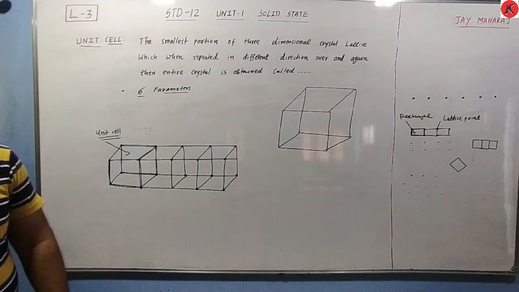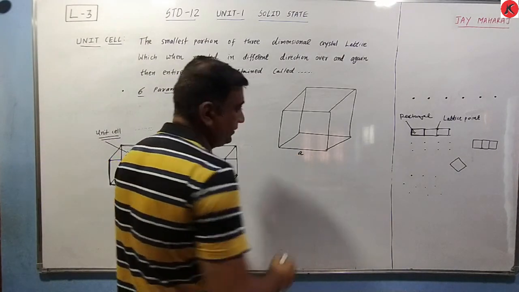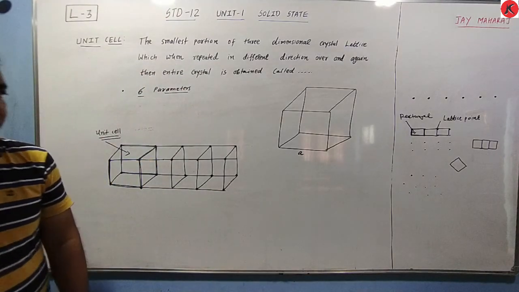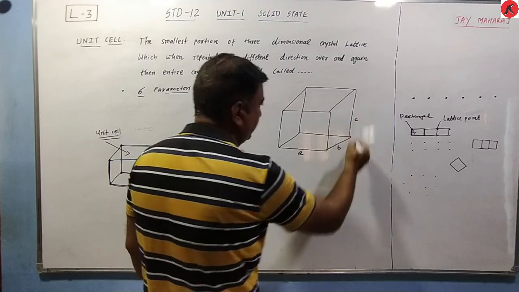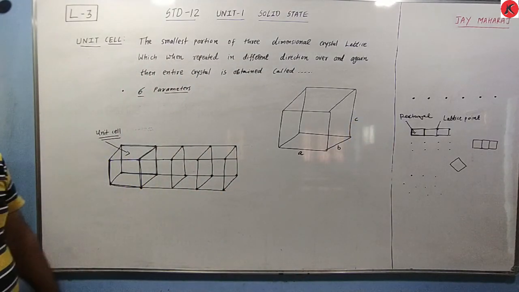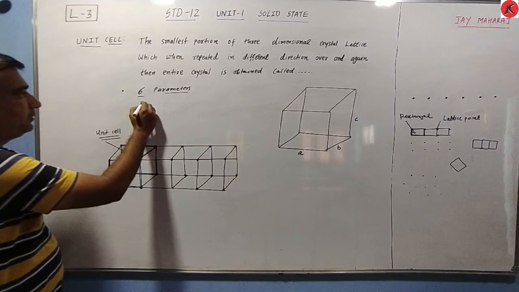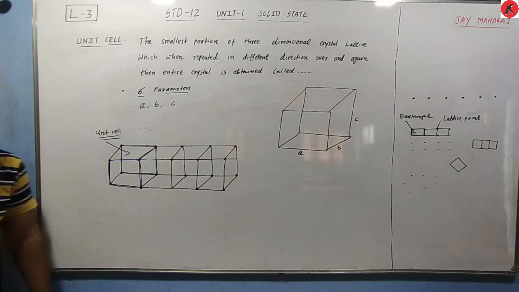Three dimensions, one unit cell. So this is A, similar to the 2D case. This is B, and the height is C. So three parameters are length, width, and height. That means A, B, and C.